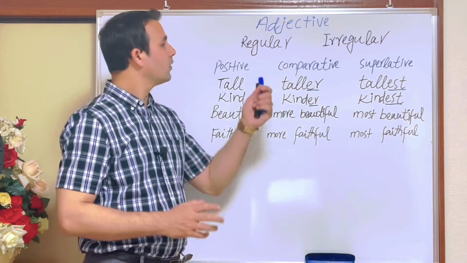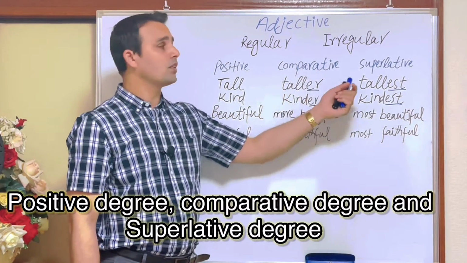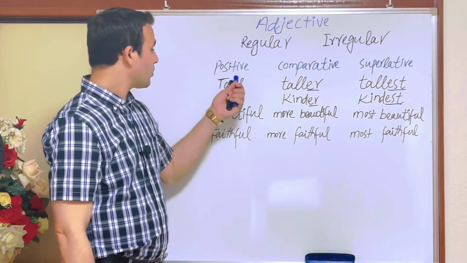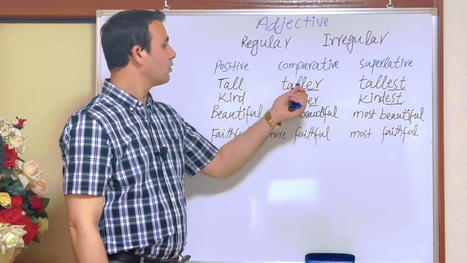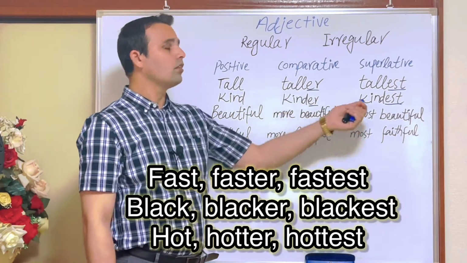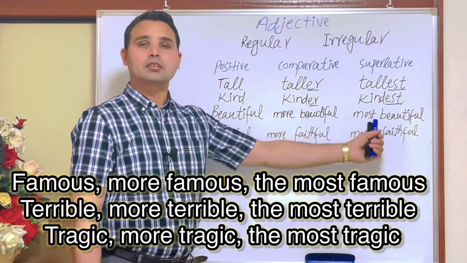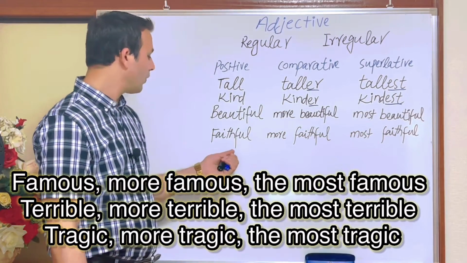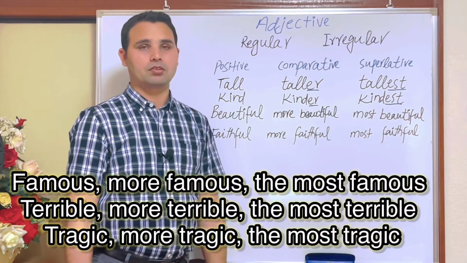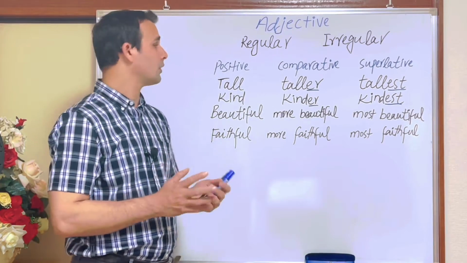Basically, adjectives have 3 degrees: positive degree, comparative degree, and superlative degree. Positive degree is like tall, taller, and tallest. Kind, kinder, and kindest. Beautiful, more beautiful, and most beautiful. Faithful, more faithful, and most faithful. So these are 3 major degrees of adjectives.